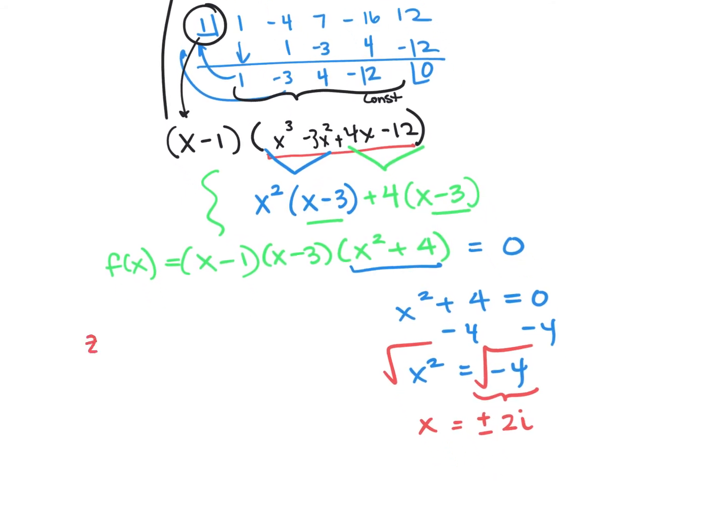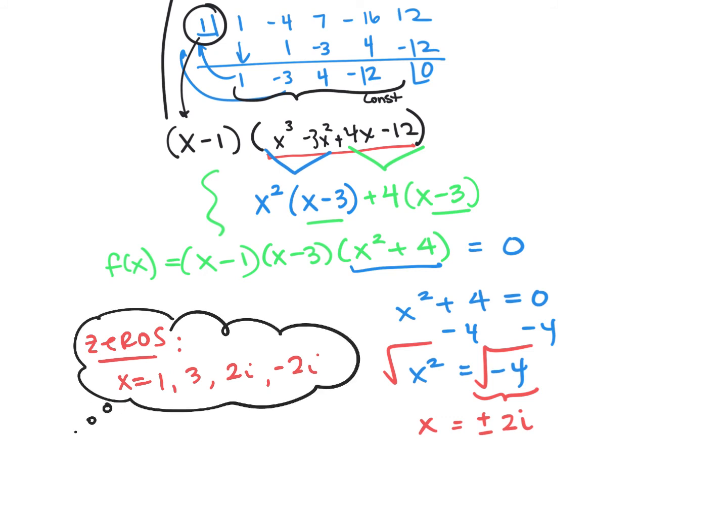So if it was asking us to find our zeros, we would say x equals 1, 3, and then a positive 2i and a negative 2i. The question didn't ask us to find those, so that's just good kind of thinking. Yay, we were able to think about that.